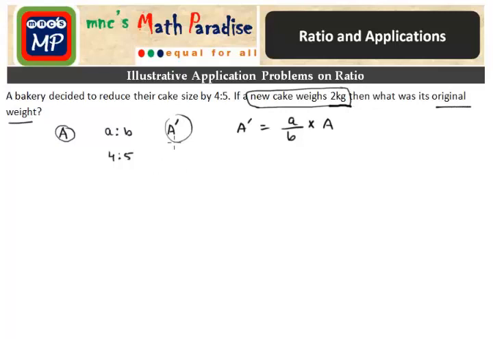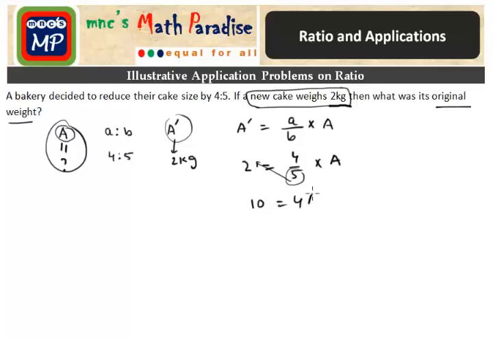So here the final amount A prime is given, 2 kilo. We need to find the initial amount A. So 2 equals 4 divided by 5 times A. This 5 will go to this side, so it will be 10. 5 times 2 will be 10 equals 4A. So A will be 10 divided by 4, which is 2.5 kilo. So the original cake's weight was 2.5 kilo.